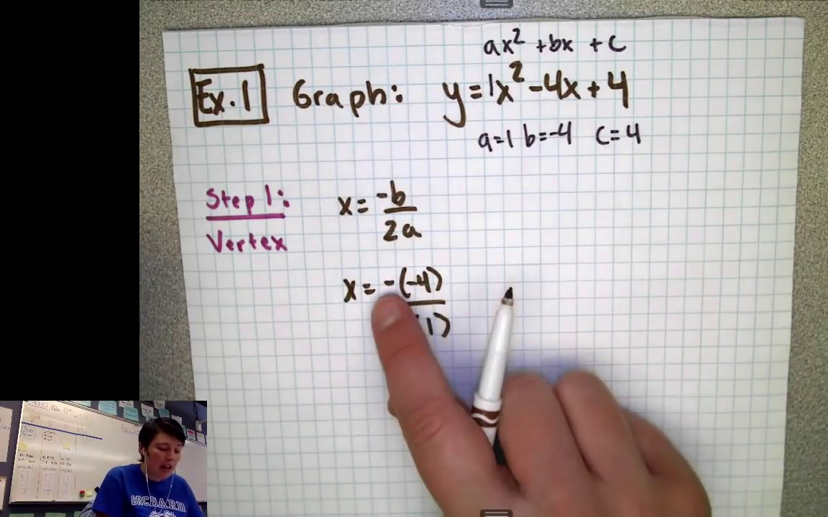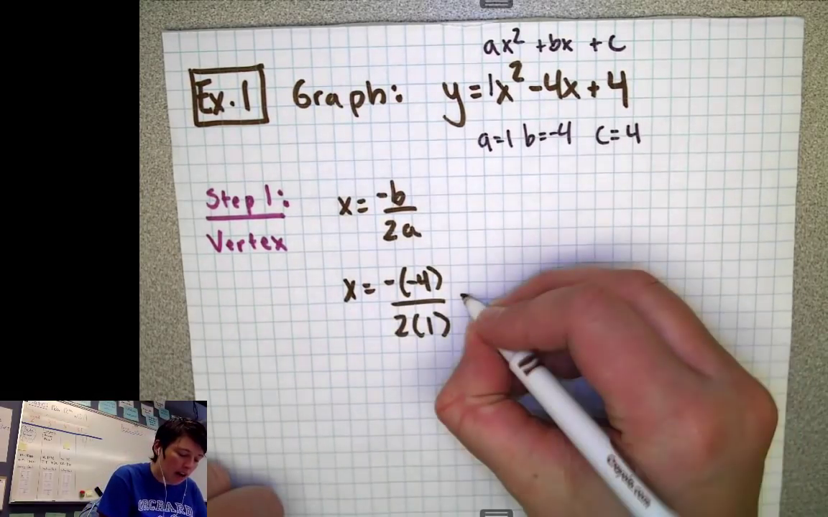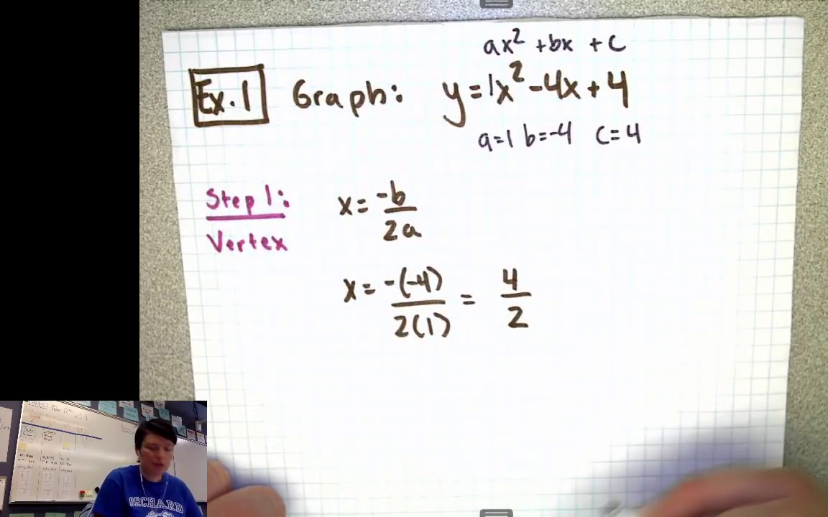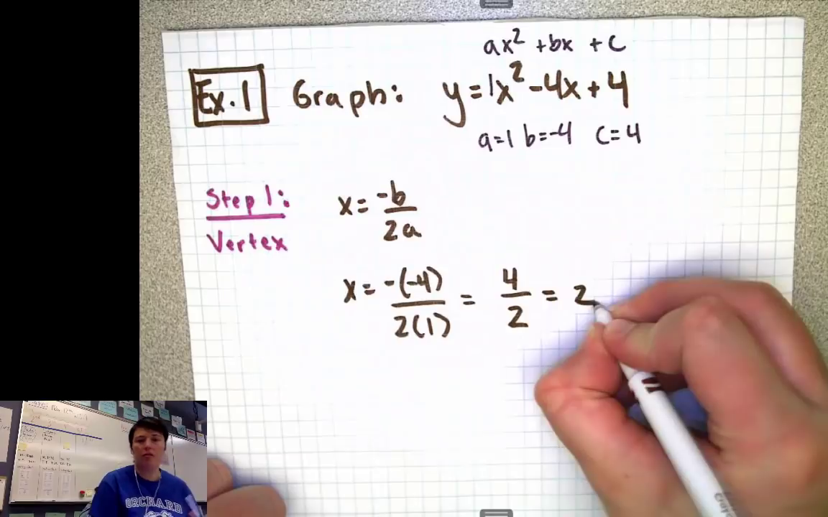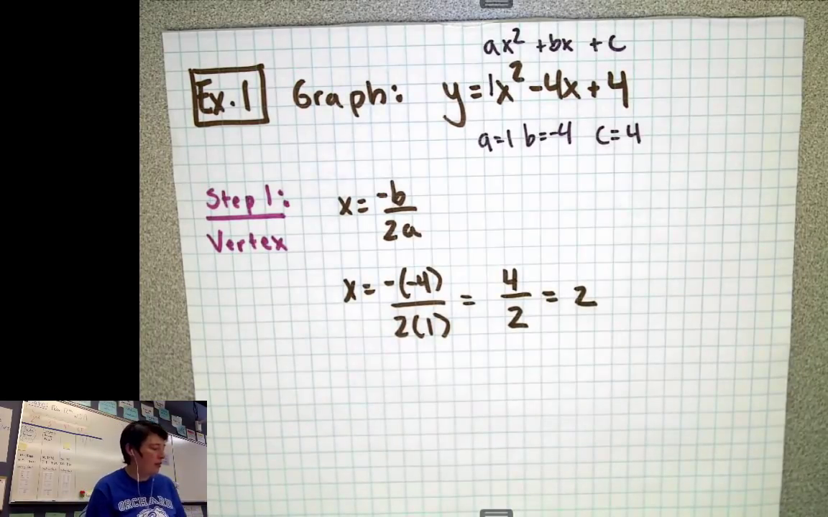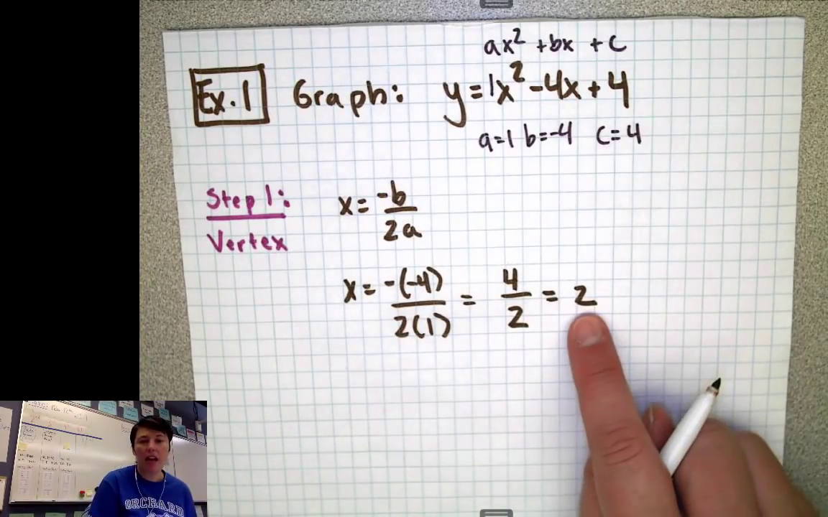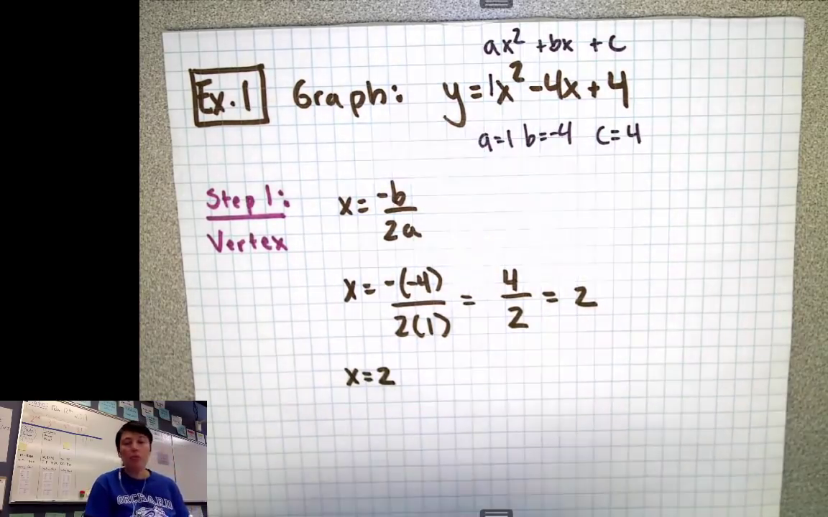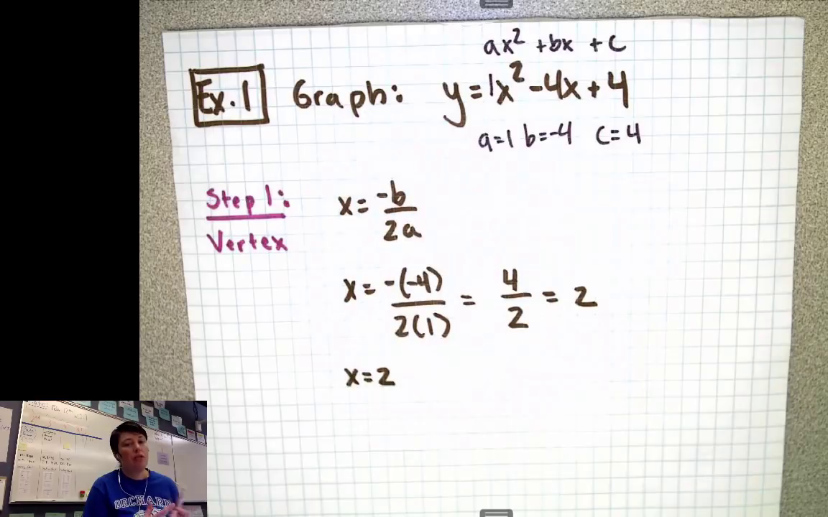Now on top I have a negative 4, so that actually is a positive 4. And 2 times 1 is 2. So I have 4 over 2, and 4 divided by 2 is just 2. So our line of symmetry is happening at x equals 2. X equals 2. And that's really going to help me out when I go to start graphing.